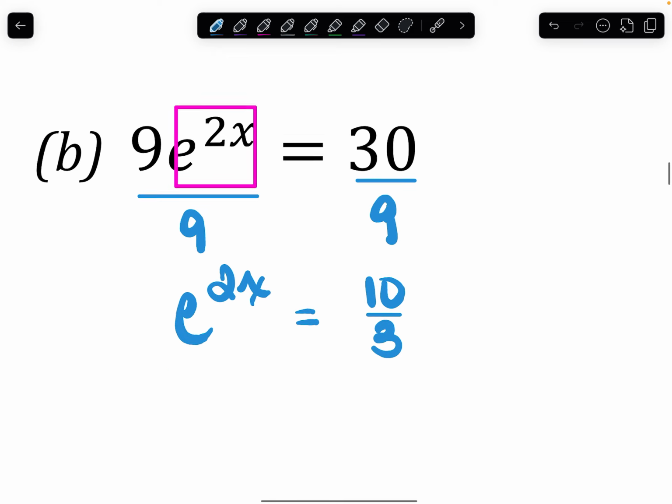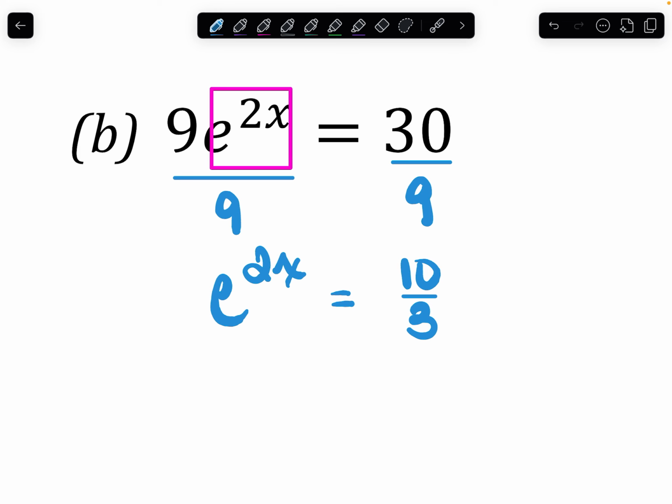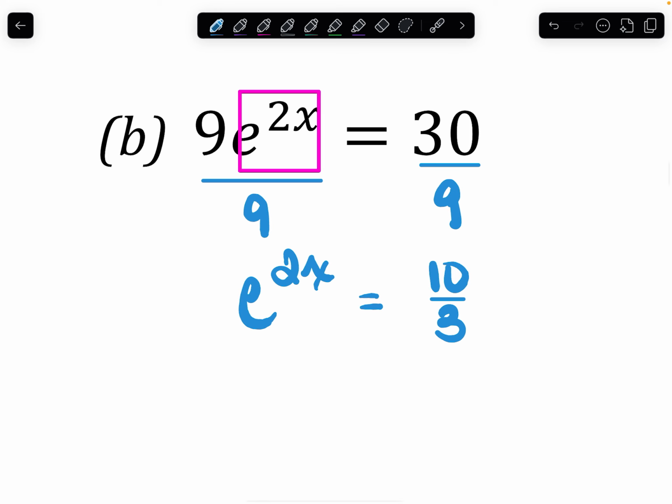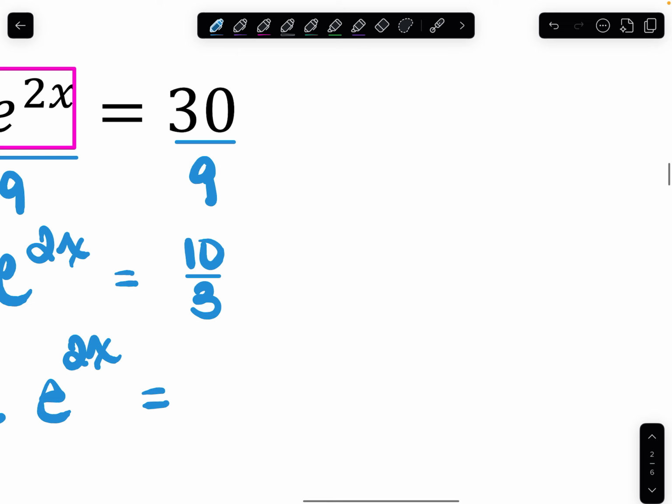Now that it's isolated, you can technically take whatever log you want on both sides. I told you every single time I'm going to take a natural log because that's the one I like. If you want to take a common log, the log, you can do that as well. So I'm going to take the natural log of the entire left and the natural log of the entire right.